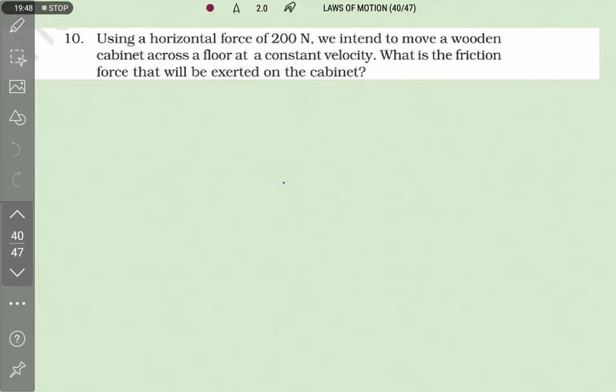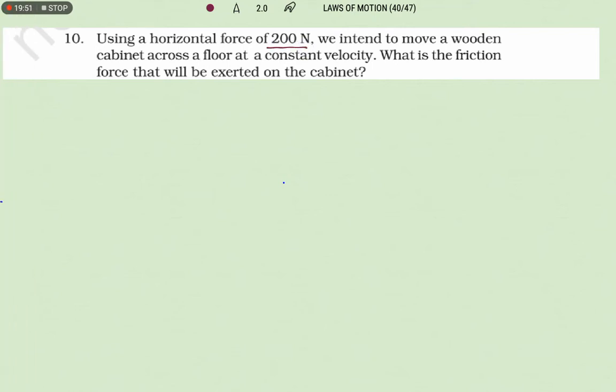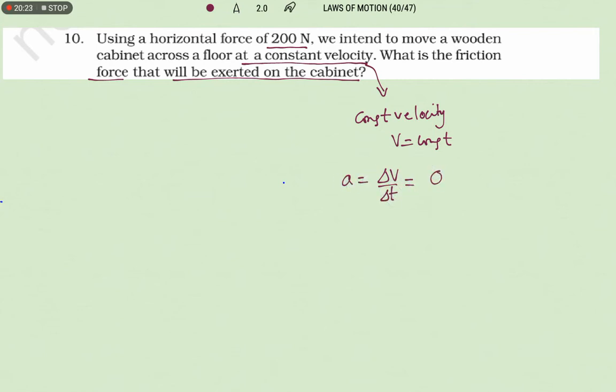So using a horizontal force of 200 newtons, we intend to move a wooden cabinet across the floor at constant velocity. What is the friction force that will be exerted on the cabinet? So with what velocity we are moving? With constant velocity. Here the hint is velocity is constant. Then what is the change in velocity with respect to time? Delta v by delta t is equal to 0.